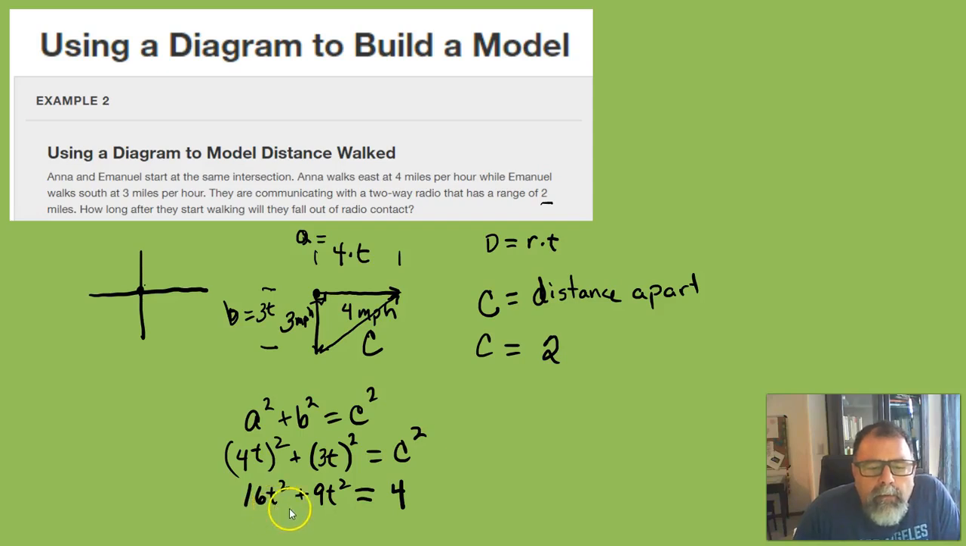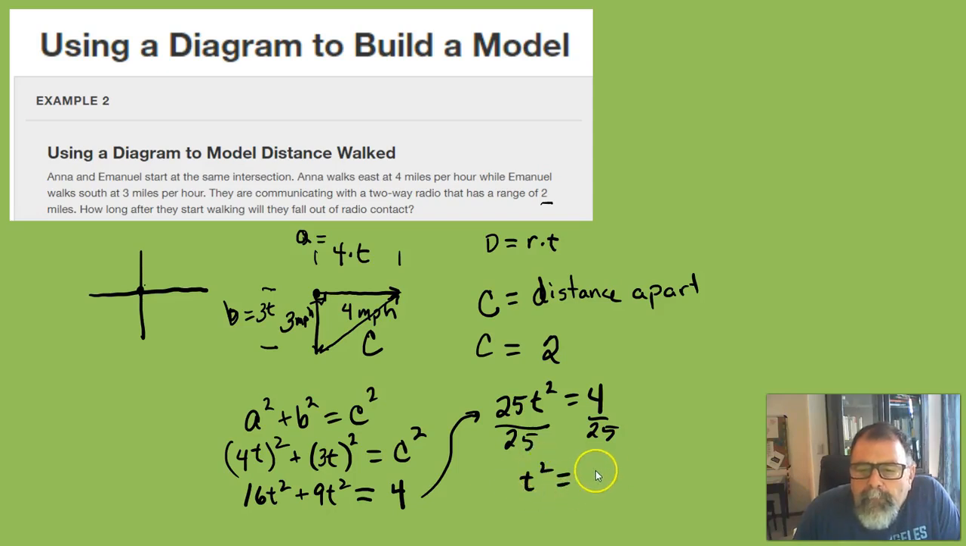And then that'll be 25t squared, combine like terms. And then we want to solve for t squared. So if we get the t squared by itself, we can square root both sides. Since it's geometry, we can throw out the negative. We don't need to do plus or minus. So t equals square root top, square root bottom, 2/5.